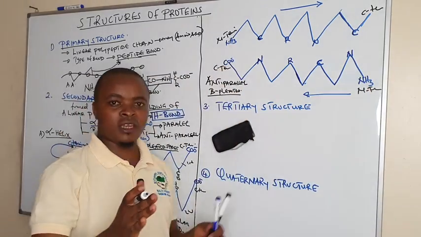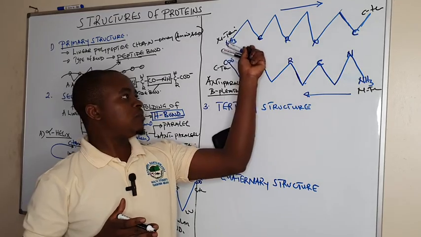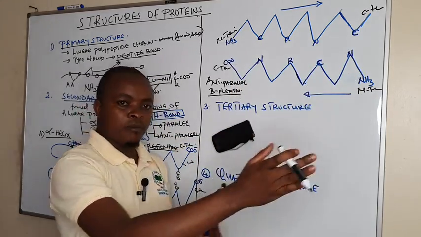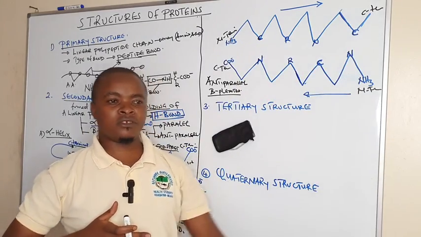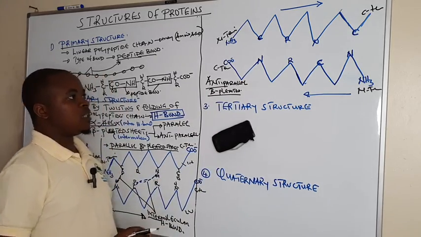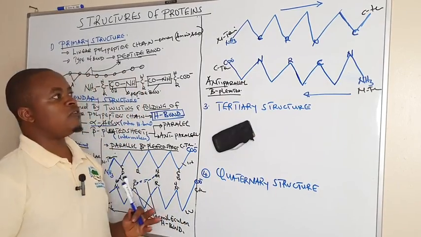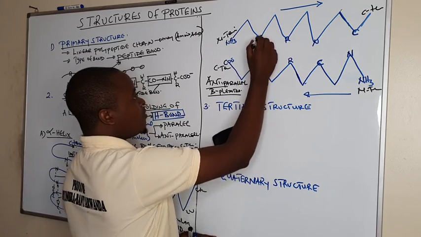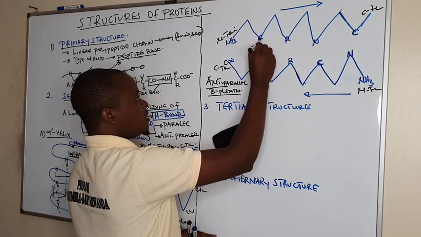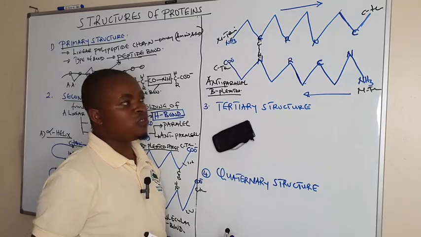So they are moving in opposite directions, whereby this one is from N terminal to C terminal, then this one begins also in the opposite direction. That's why we call them anti-parallel beta pleated sheets. And these beta pleated sheets form straight hydrogen bonds. If I have a carbonyl group here, it's going to interact with the hydrogen at the amine group to form a straight hydrogen bond.